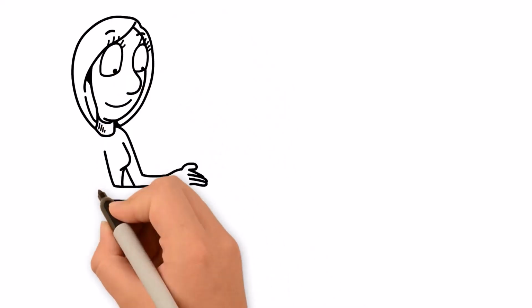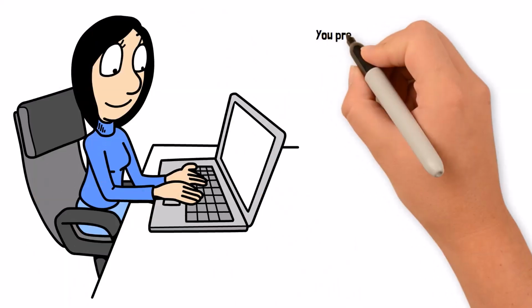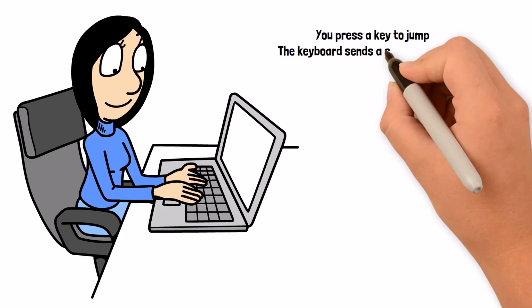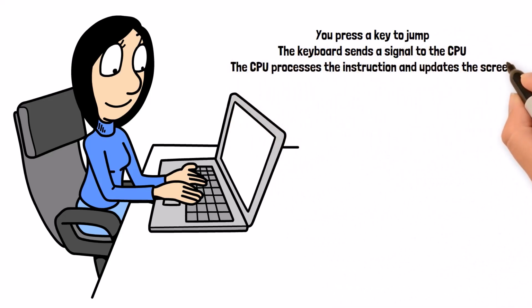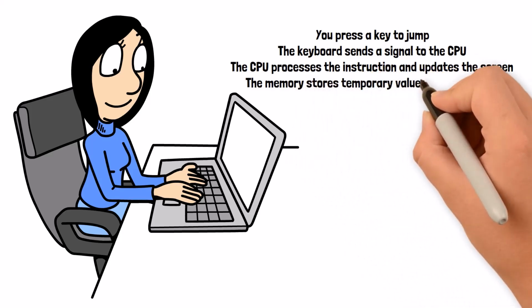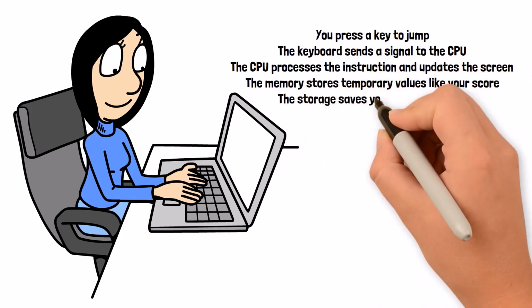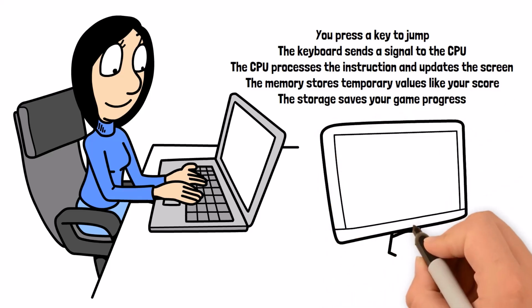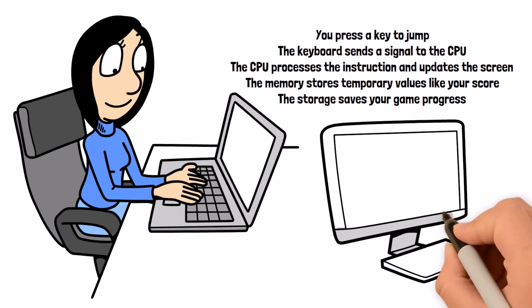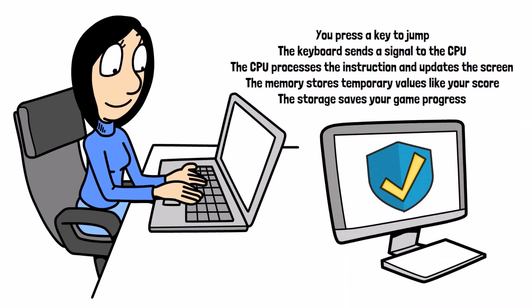Real-life example. Let's say you're playing a game on your laptop. You press a key to jump. The keyboard sends a signal to the CPU. The CPU processes the instruction and updates the screen. The memory stores temporary values like your score. The storage saves your game progress. All of this happens in a matter of milliseconds, thanks to smart architecture and precise organization inside your computer.